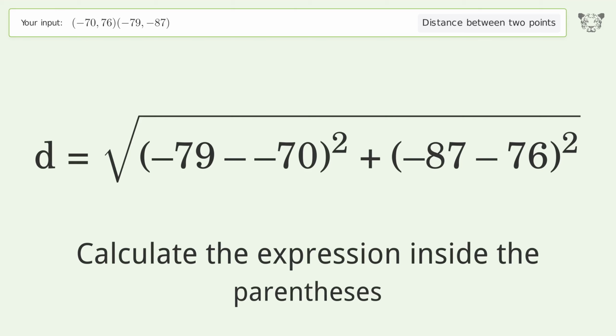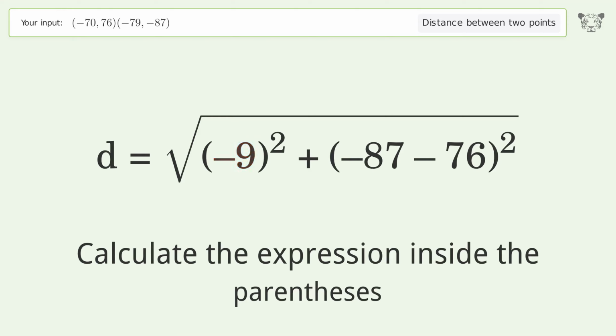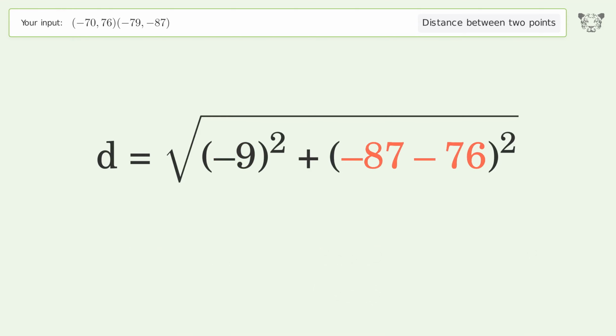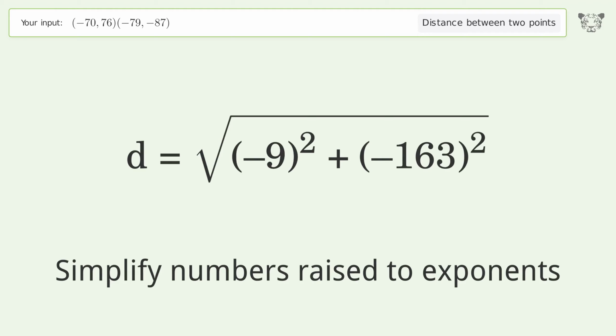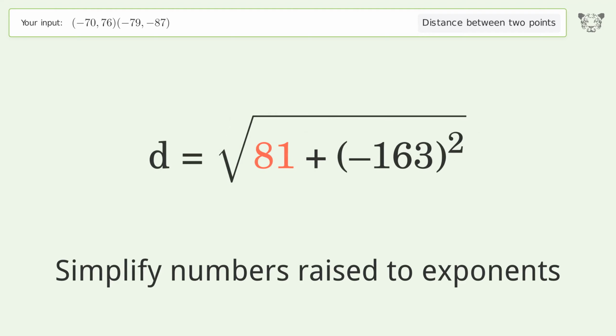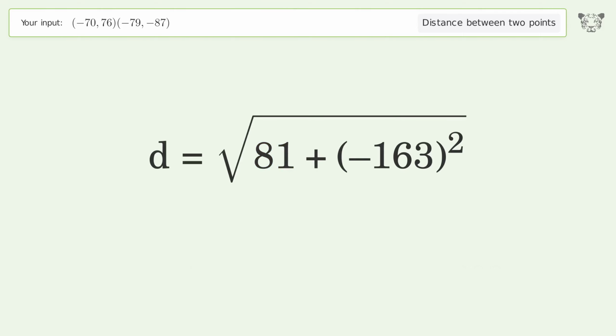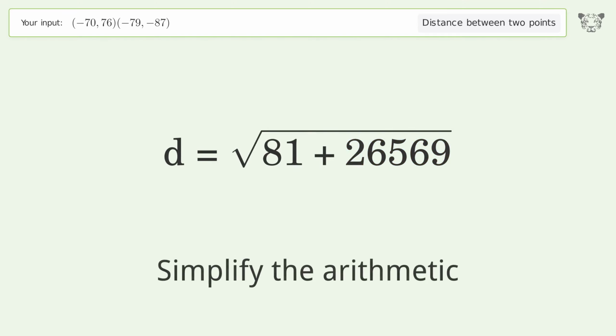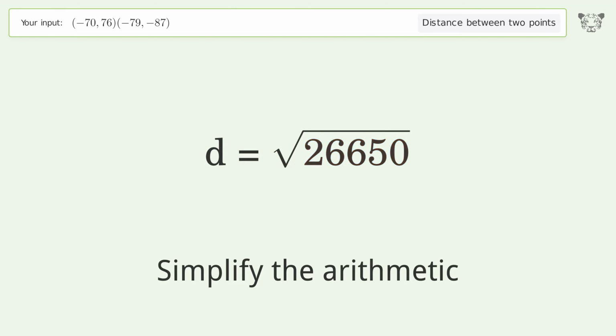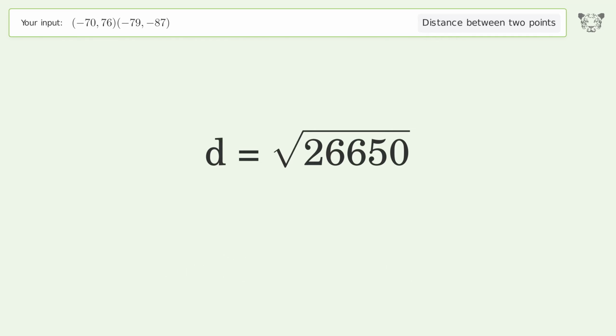Calculate the expression inside the parentheses. Simplify numbers raised to exponents. Simplify the arithmetic. And so the distance between the 2 points is the square root of 26,650, or 163.248.